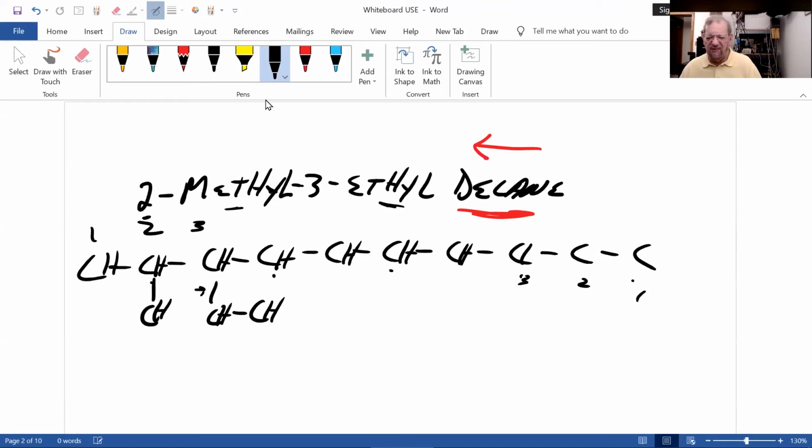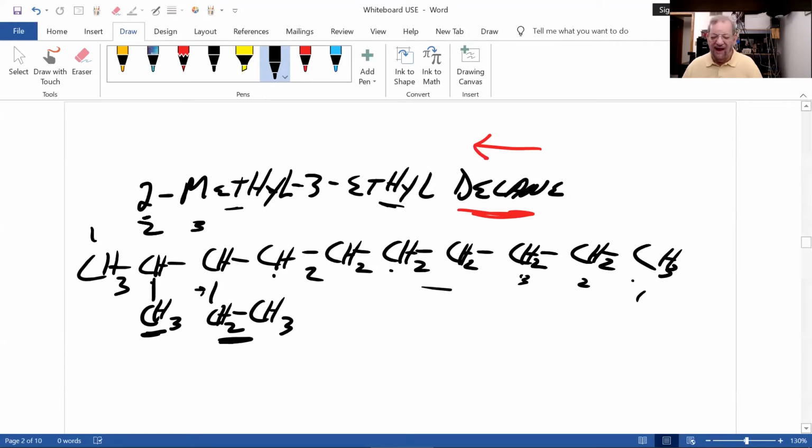Remember, it's your solemn responsibility to make sure I don't make a mistake. If I do, you let me know so I can correct it. And that's how you do it. 2-methyl, 3-ethyl decane. And that's how you do alkanes. Now, there are other alkyl substituents that I could talk about, but I'm going to wait until we get into aromatic compounds with the halogens.